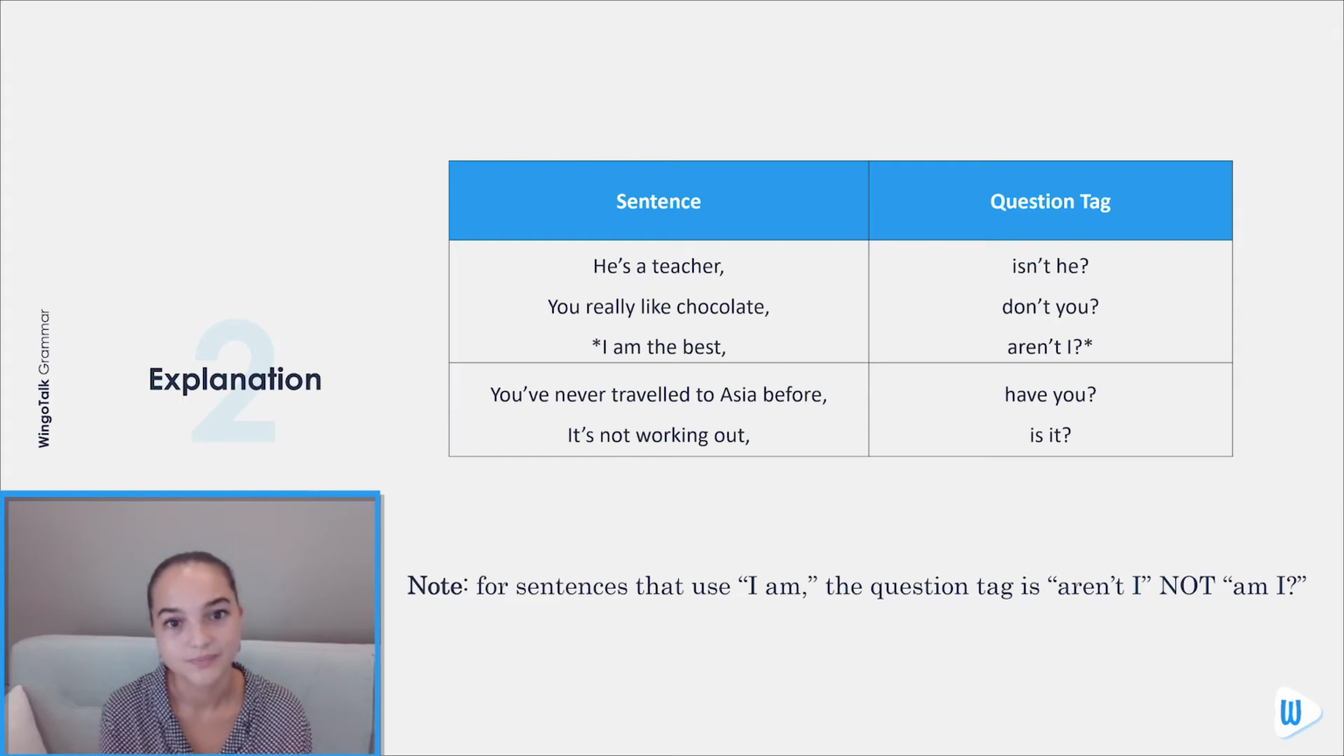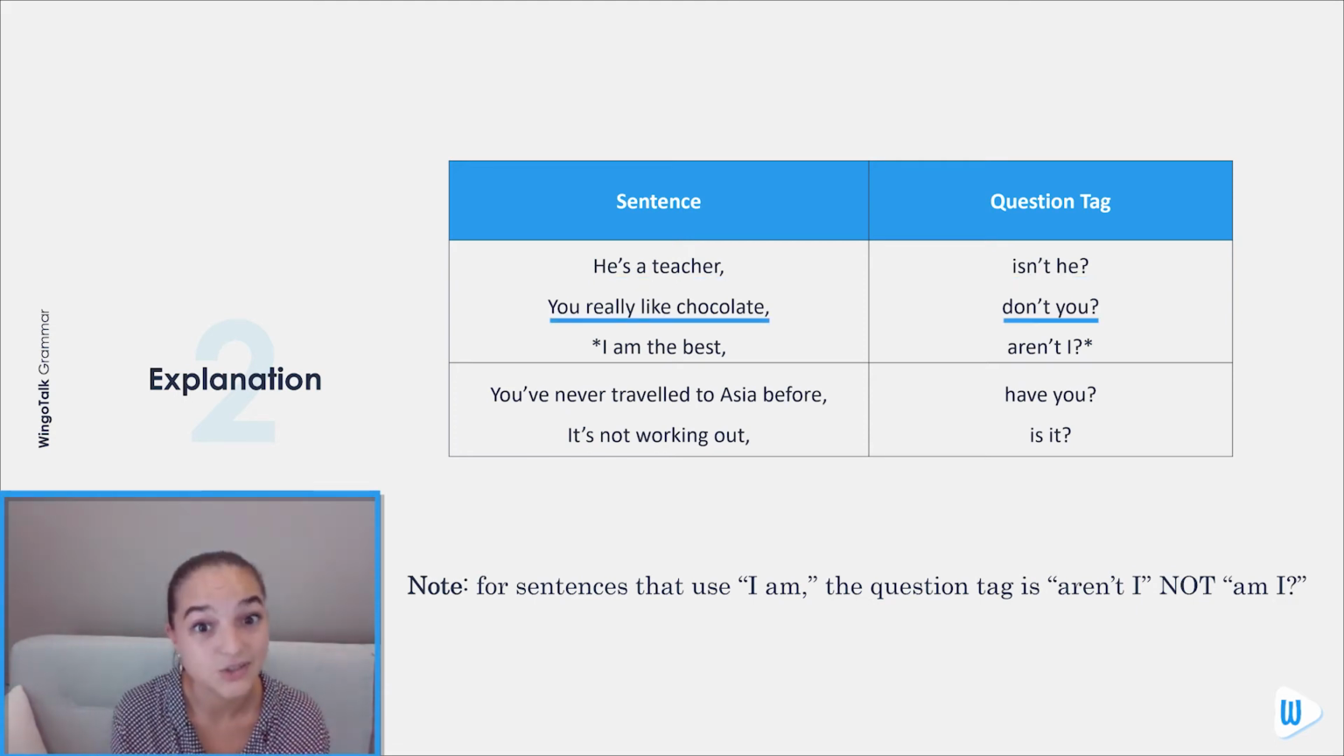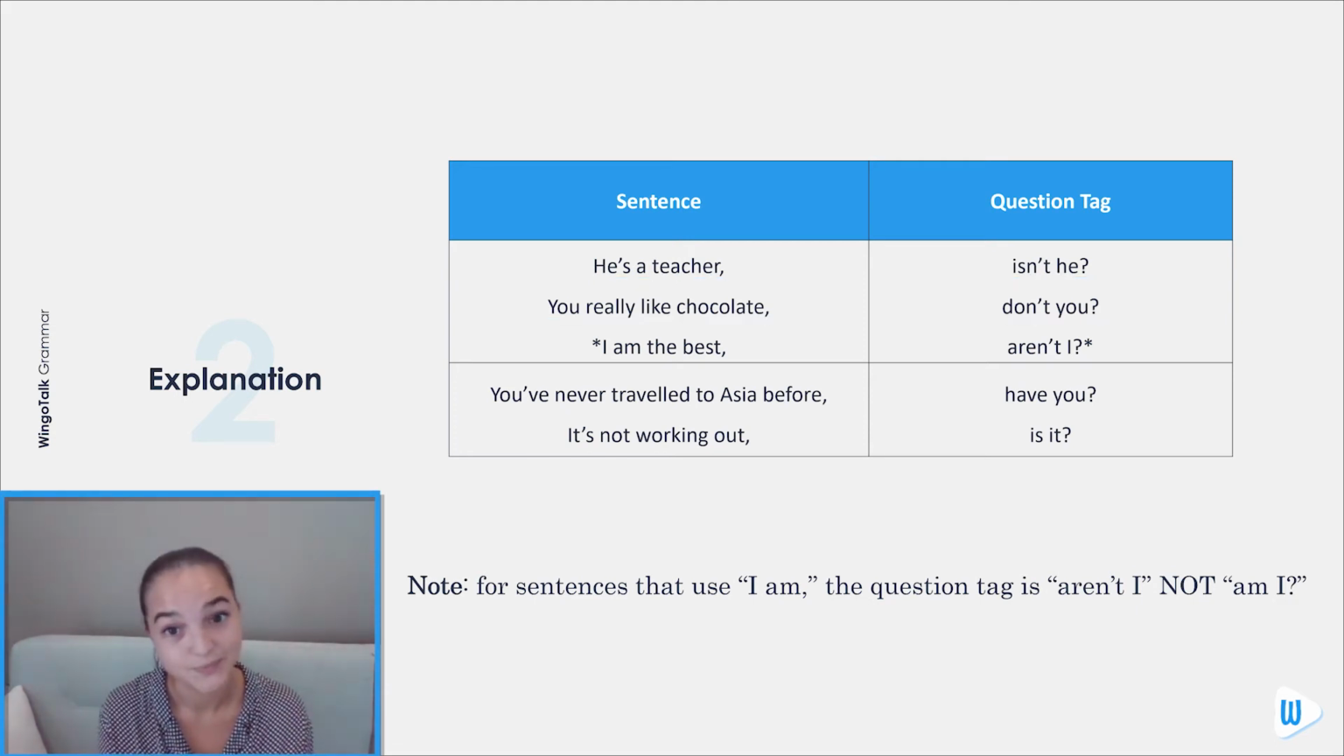For example, he's a teacher. Positive is followed by a negative question tag. Isn't he? He's a teacher, isn't he? You really like chocolate, don't you? I'm the best, aren't I?